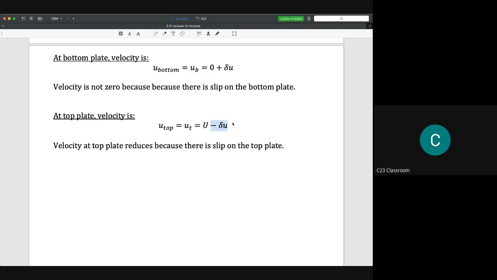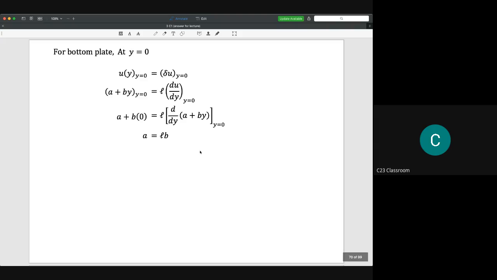You need to imagine you have a molecule there, and that molecule is moving, and for sure it moves in the same direction as the moving plate. That's why we subtract delta U, because we need to calculate the relative velocity. So you have an idea of this one, and then we solve it.